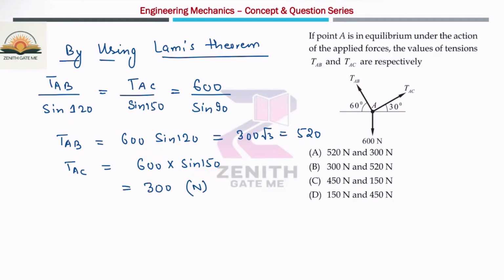So what is the correct answer for this question? Again, option A: tension in AB and tension in AC, that means 520 and 300. So the correct answer for this question is also option A. Okay. Now move to the next question.